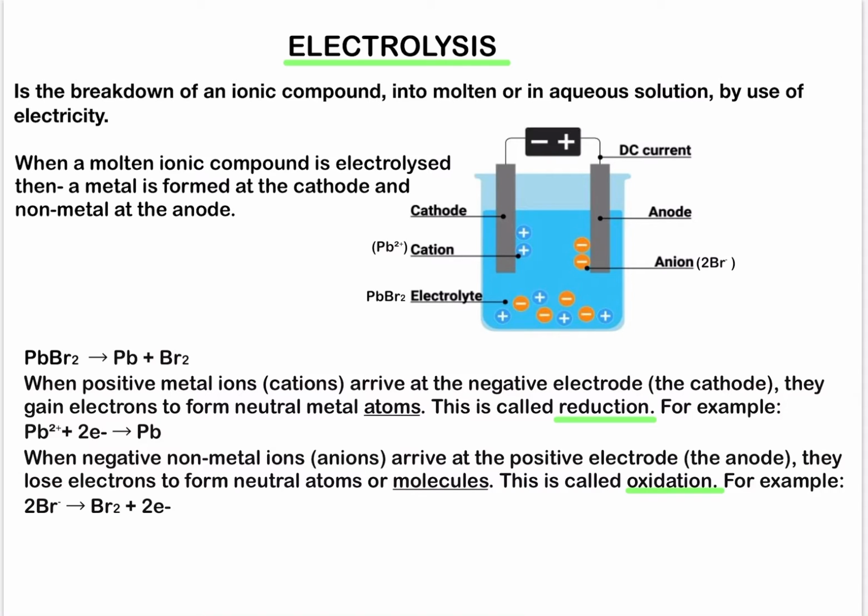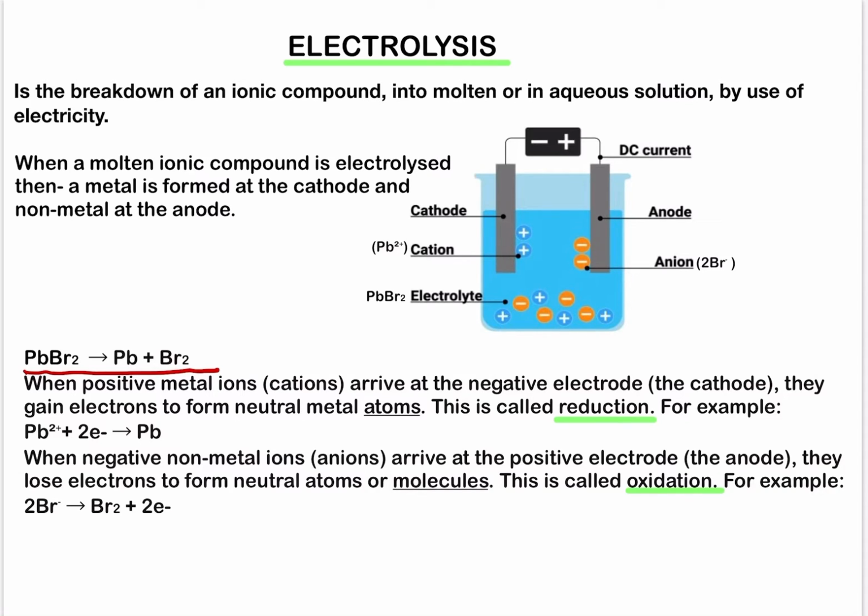The ions must be free to move, which is possible when an ionic substance is dissolved in water or melted. For example, here we are using molten lead bromide. The lead bromide is broken down to form lead and bromine. So we'll see clearly: lead bromide is broken down into lead and bromine. Now this is what happens during electrolysis.